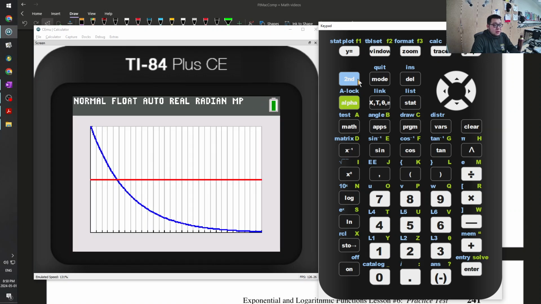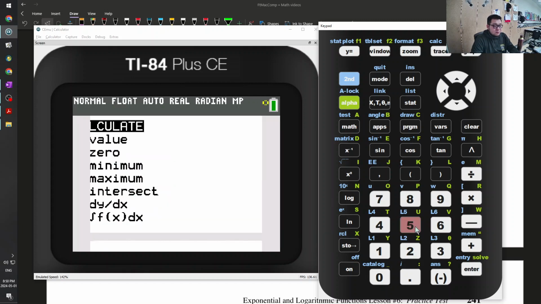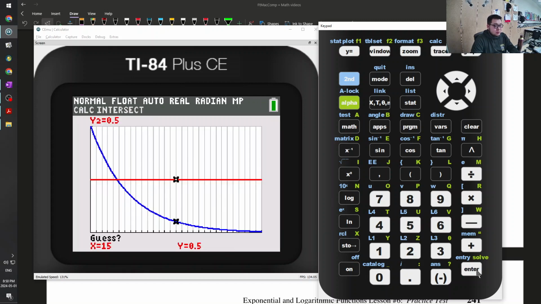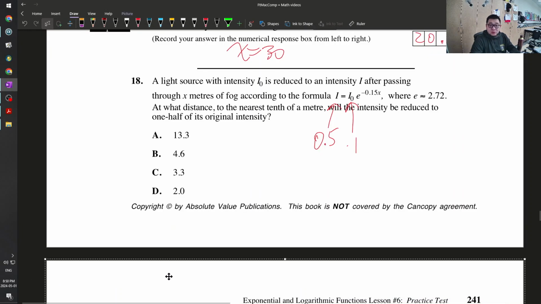Okay, I want to find that intersect. Second calc, 5 for intersect. Enter. My intersect is 4.62. Let's see how they want us to round it. 4.62 meters, I guess.